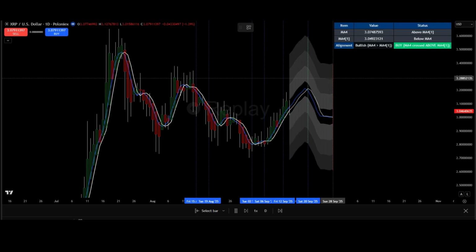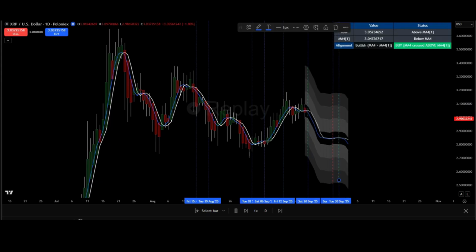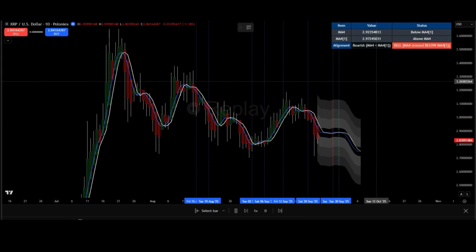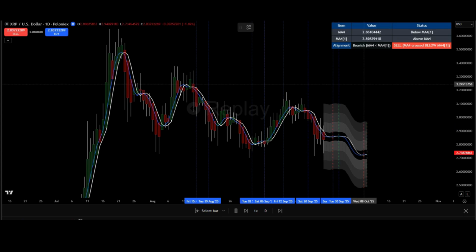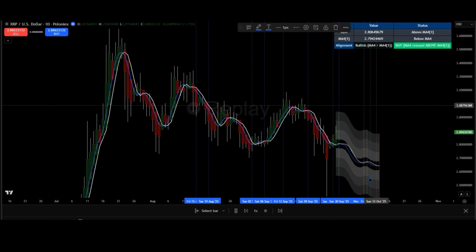Notes and best practices. This is a projection tool. It visualizes a structured forward hypothesis, not certainty. The SD bands are best used for risk framing and expectation management. The table is the execution and confirmation layer.